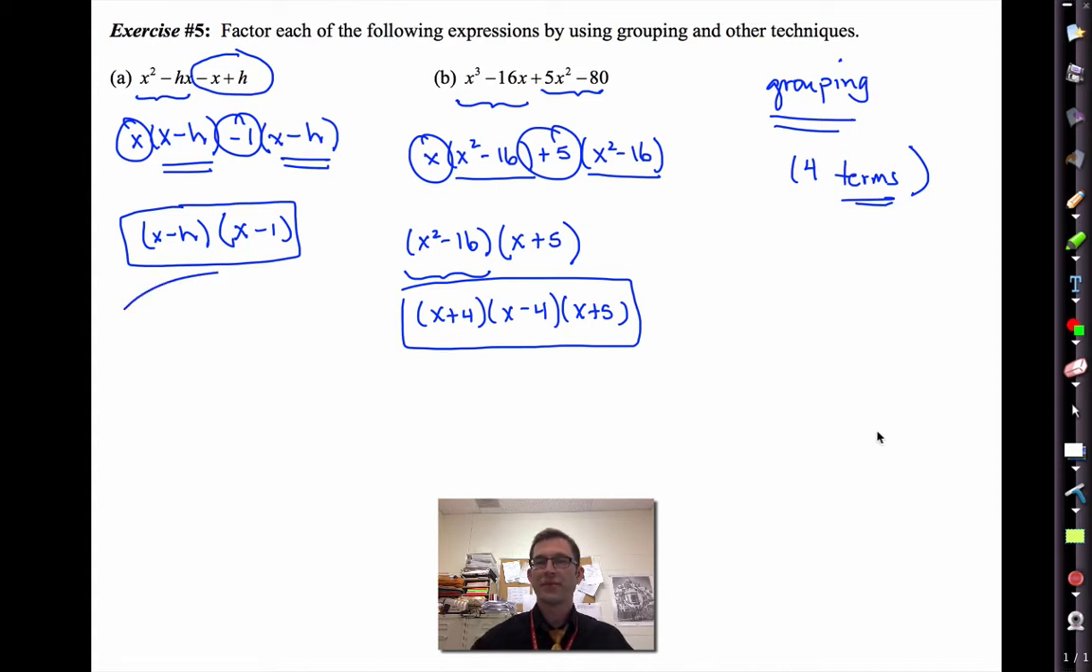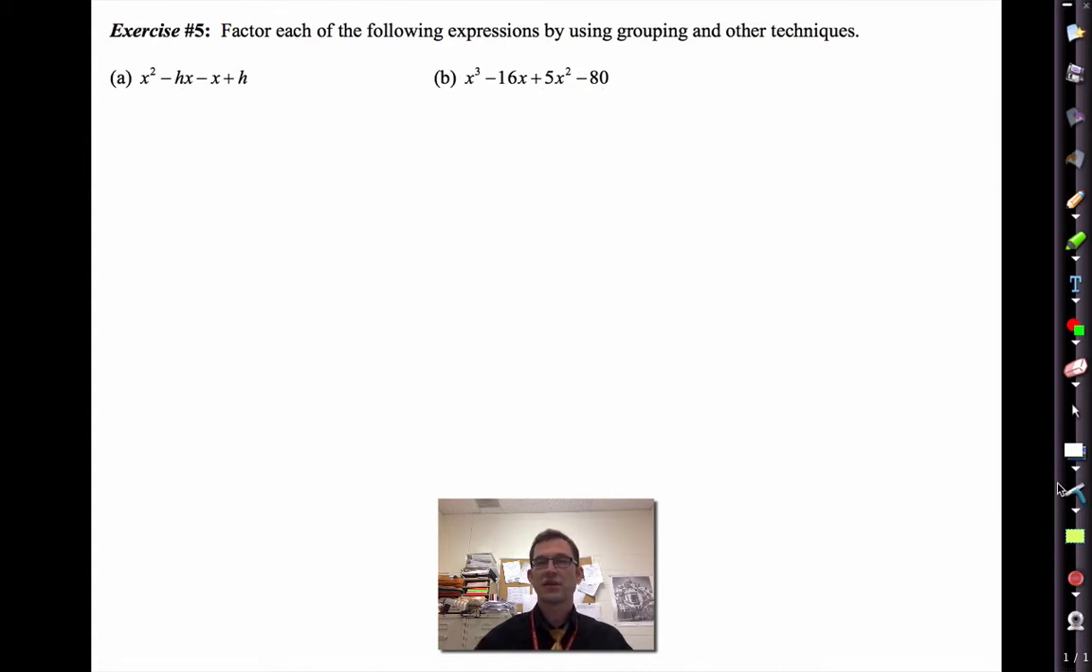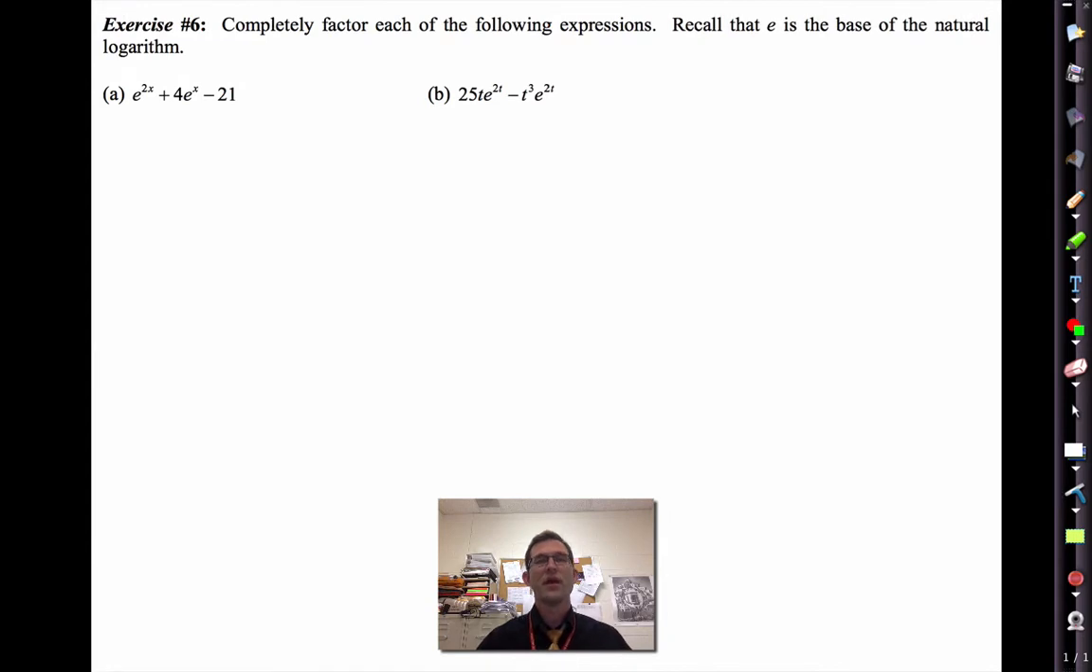All right, here we go. Oops. Nice little streak there. Moving on. All right, exercise 6. Completely factor each of the following expressions. Recall that e is the base of the natural logarithm. Ooh, these seem like challenges. So what I'd like you to do is spend a little time and try to factor these. See what you can do.